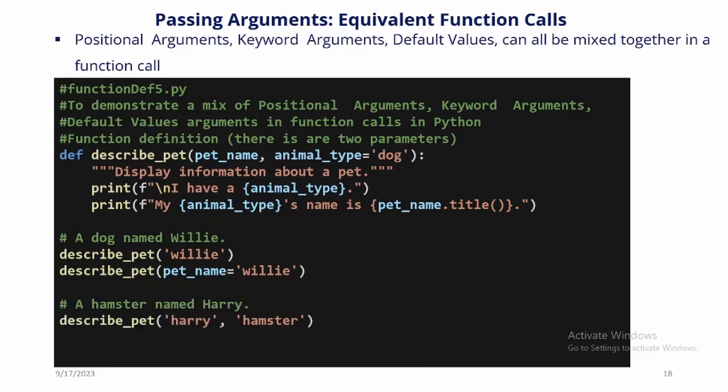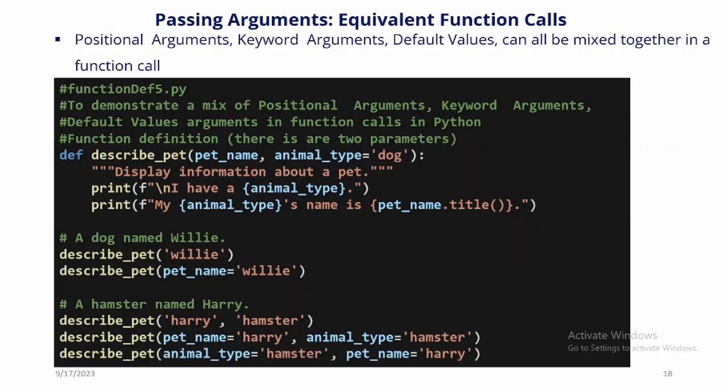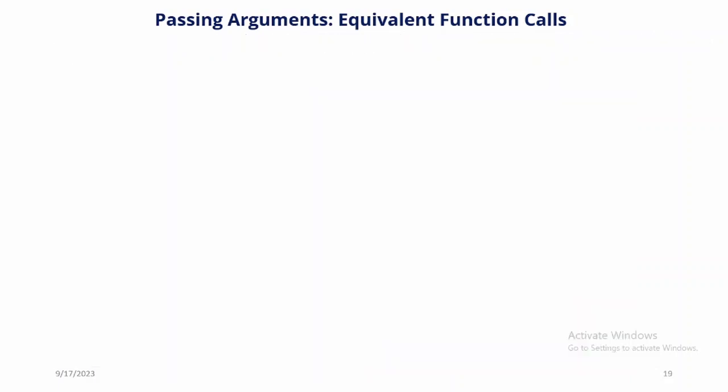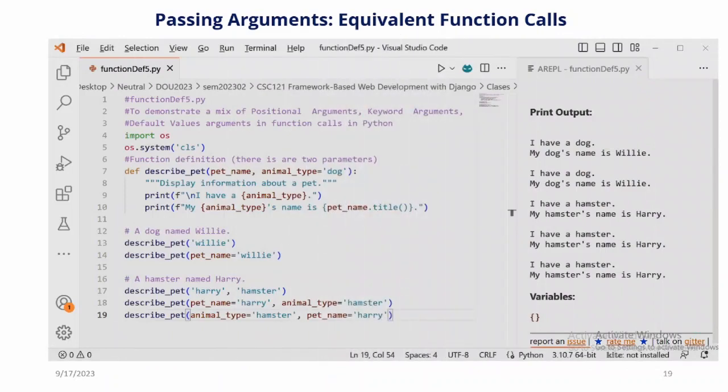We can also say describe pet Harry hamster, positional argument. And we can also say describe pet, pet name equal to Harry, animal type equal to hamster. We can also say describe pet, animal type equal to hamster, pet name equal to Harry. That's keyword. And when you run the program, you see everything is producing the correct output for us, as you can see from here.